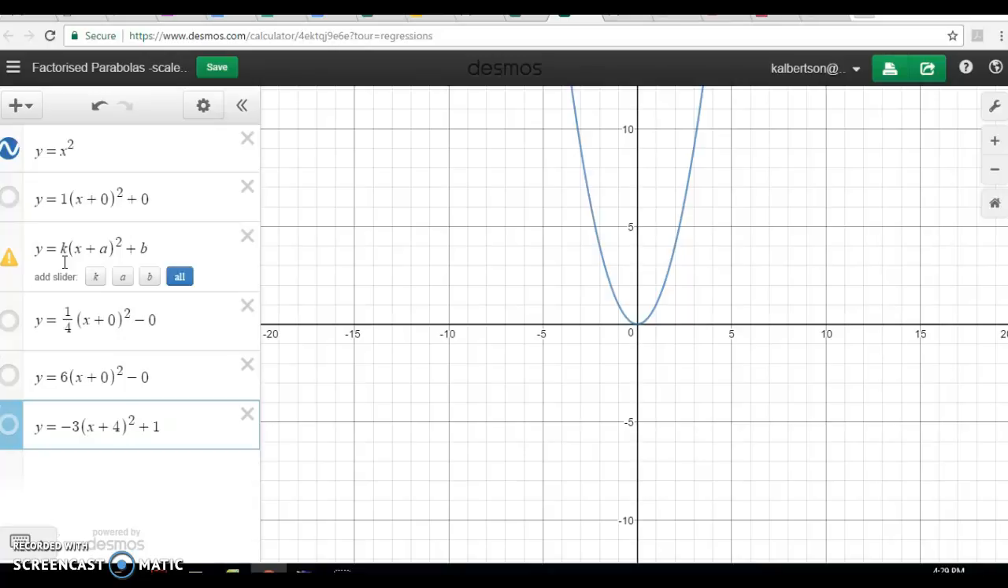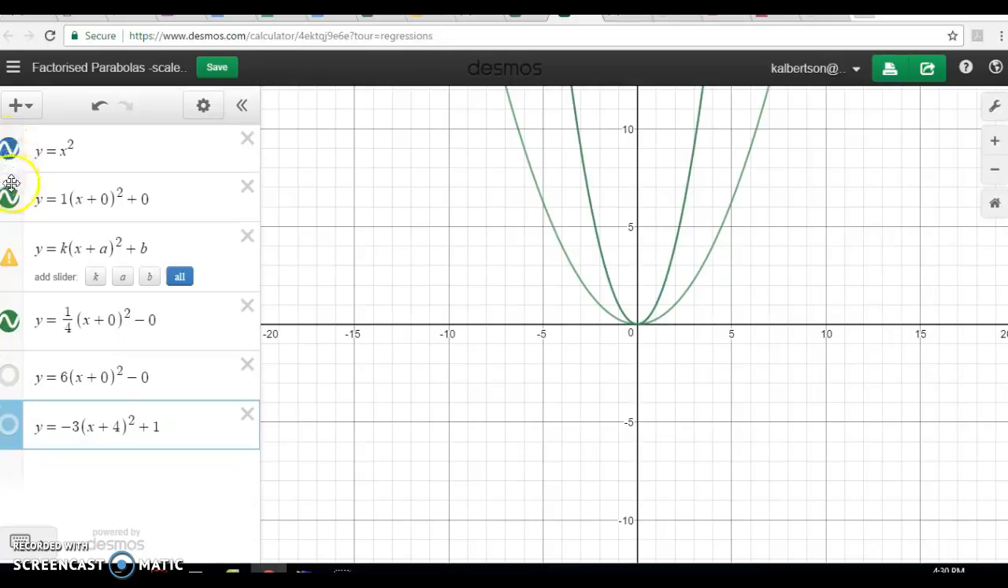Okay, so we're going to look at what happens when we don't change anything from our first green one except to put a quarter in front. So we're not looking at y equals x squared, we're looking at y equals a quarter of x squared. Let's have a look and see what happens. What do you think will happen? Let's have a wee look.